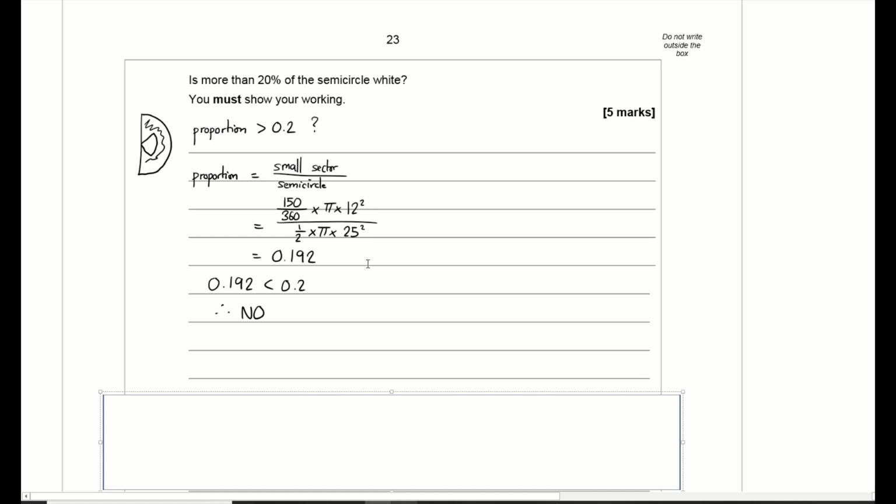Now we can be efficient here as well, because notice that if you were using a calculator, yes, you can just type all that in and get your answer, but the pi's are going to cancel out there, so they could actually be ignored in your calculation. But when you type the rest of the numbers in that fraction, you get 0.192. Well, the target statement was based upon 0.2. More than 20% meant that your answer had to be more than 0.2, and it clearly isn't. So the answer is no.